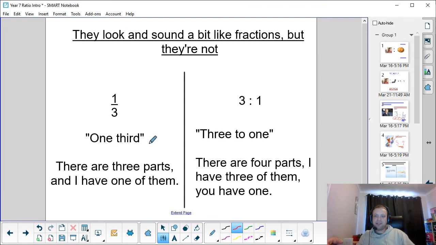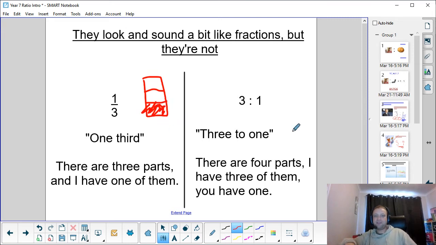So with a fraction, right, the number on the bottom is your number of pieces, right? This is something cut up into 3 pieces, right? I chop my piece of chocolate into 3 pieces, and I get to eat 1 of them, right? It's 1/3.